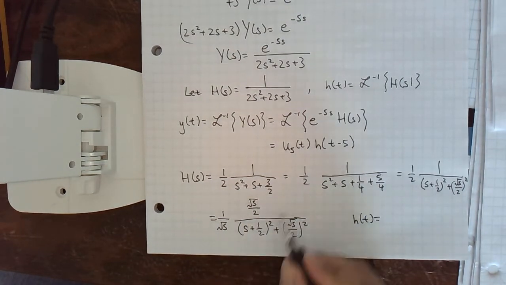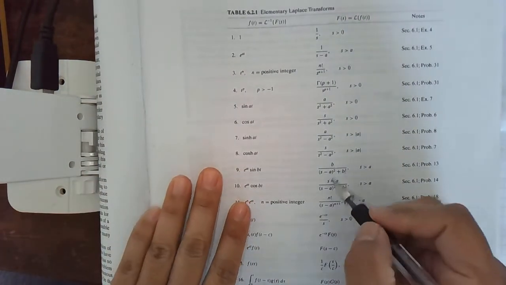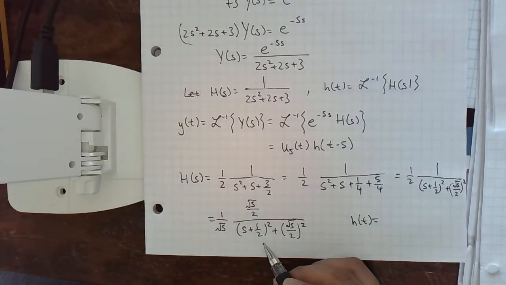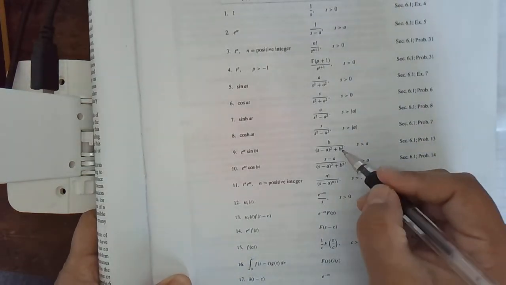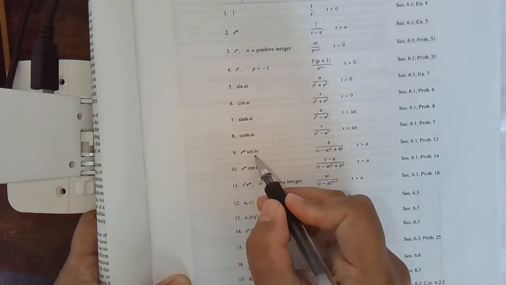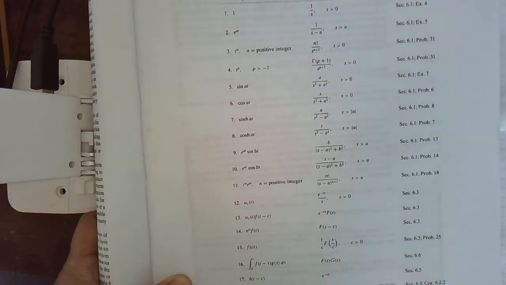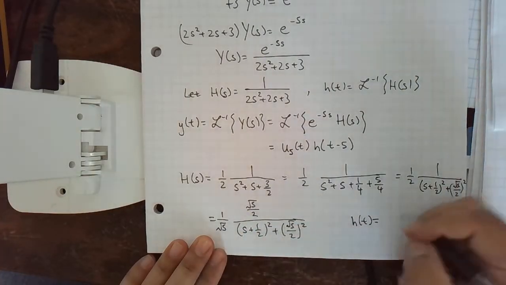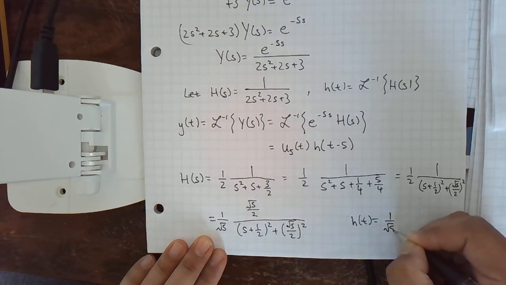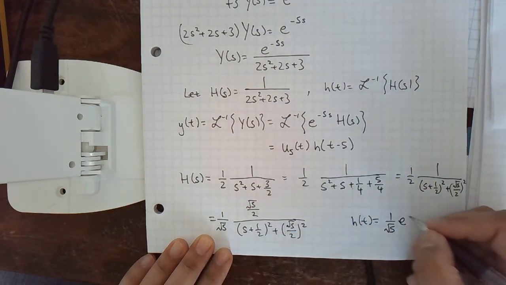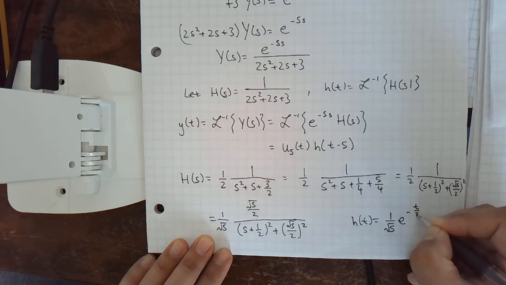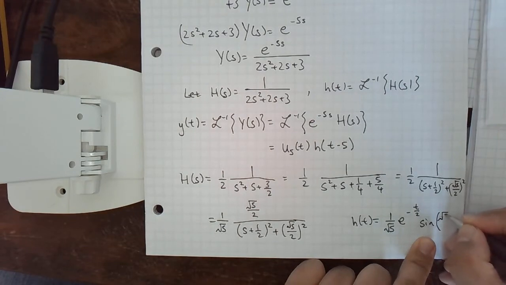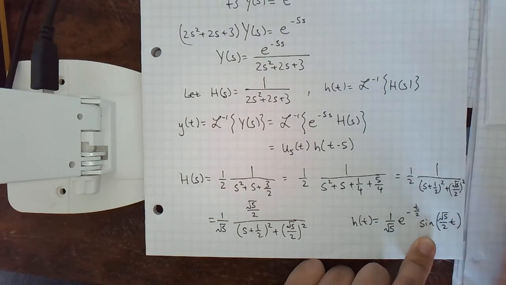So this thing is exactly this formula where a is negative 1/2, because we have a positive 1/2 here, and then b is root 5 over 2. So we can put that into our inverse, e to the at times sine of bt. And then we just have a constant of 1 over root 5 in the front. So this is e to the a, we said was negative 1/2, negative t over 2, sine of b was root 5 over 2. So root 5 over 2 t.